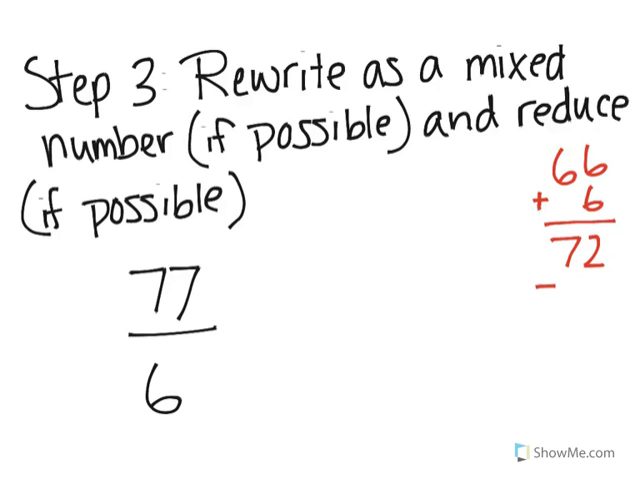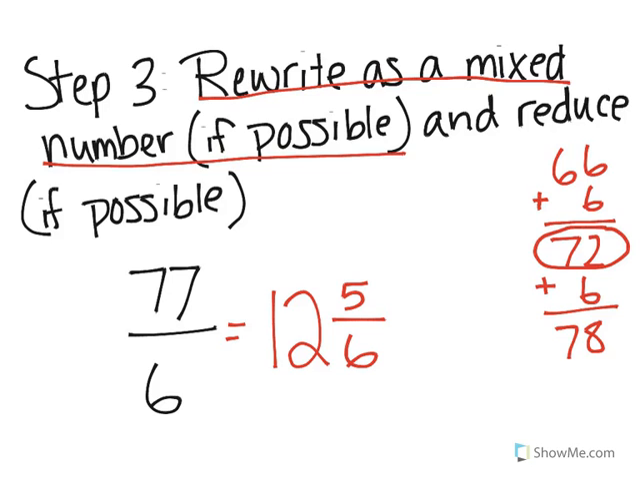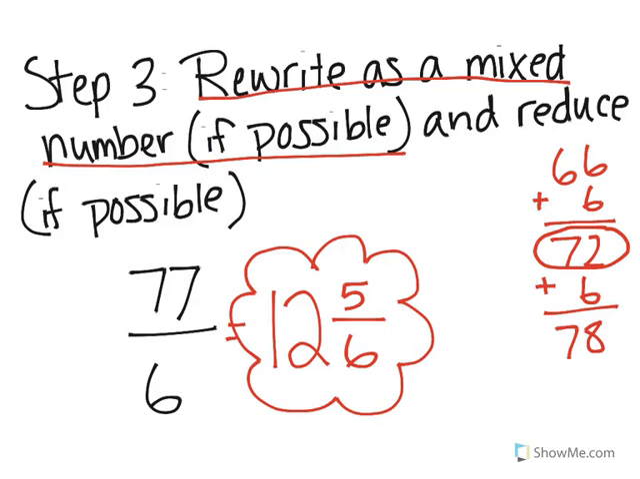Can we get another 6 in? 72 plus 6 is 78. So we can't quite get in 13. So we're going to go with 12. 12 times 6 is 72. How much is left over from 72 to 77? 5. So we rewrote this as a mixed number if possible, and reduce if possible. You cannot reduce 5 over 6. So this right here is our answer.